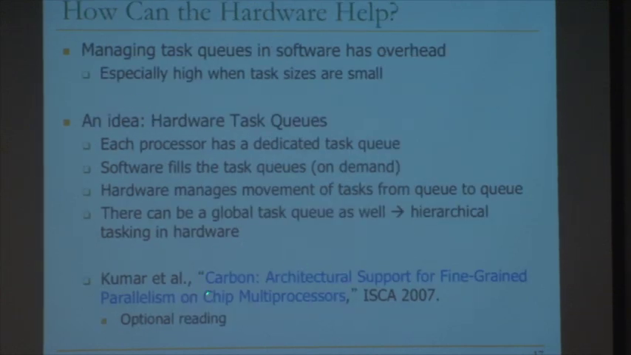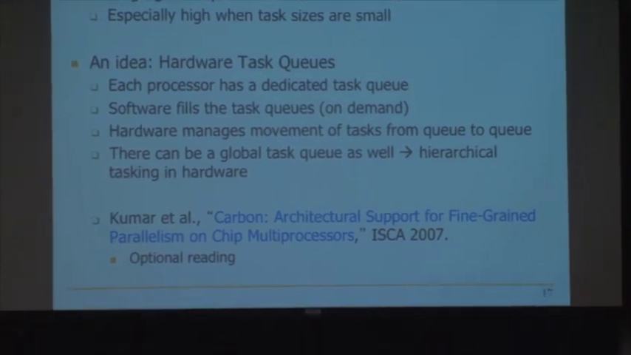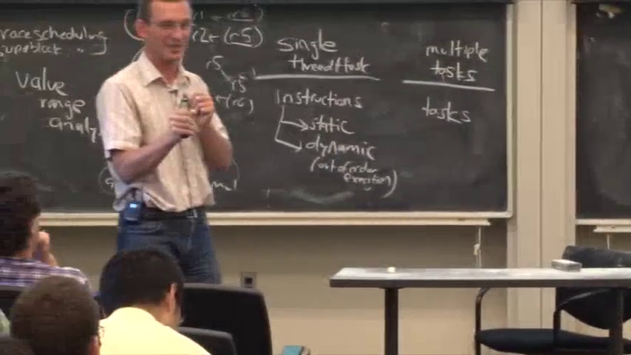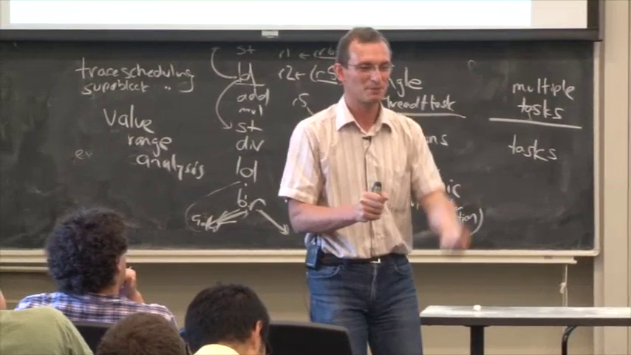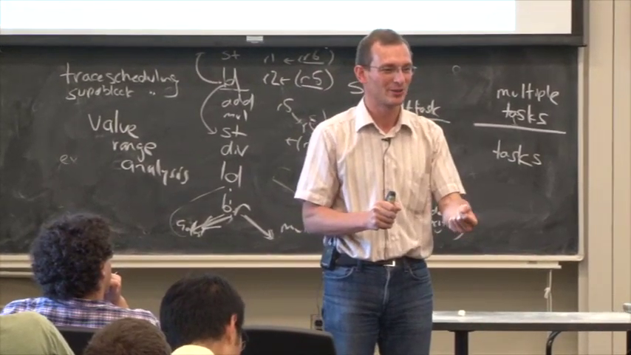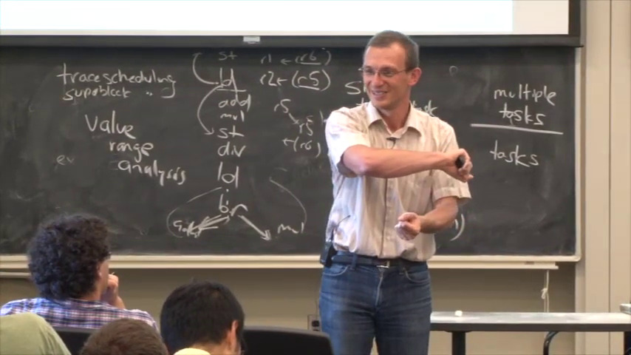Right? And this paper provides a design with hardware task queues. The basic idea is each processor has a dedicated task queue, and software fills the task queues on demand, and hardware manages the movement, stealing of these task queues. If your hardware manages, you eliminate one overhead in stealing, right? Which is locking. You don't need to go through a software lock. You still need to ensure consistency in the queue. In hardware, you need to ensure that if this processor is pulling out a task from its local queue, some other processor should not steal it.